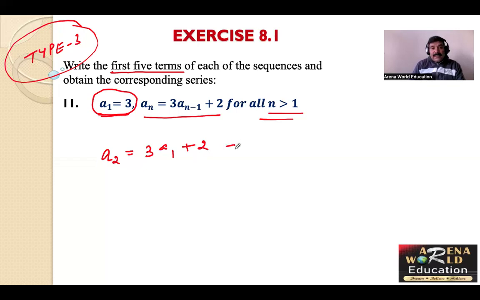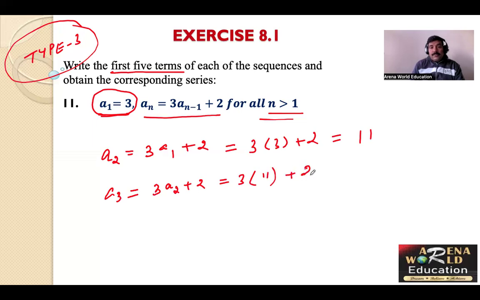So 3A1, so it will be what? 3 into 3 plus 2. So 3 3s are 9 plus 2, 11. So now moving to the next one, same process, A3. So A3 will be 3 into A(3 minus 1), that is A2, plus 2. So this will be 3 into A2, we have already calculated 11, plus 2. So this will be 35. So we have the first one as 3, then 11, then 35.